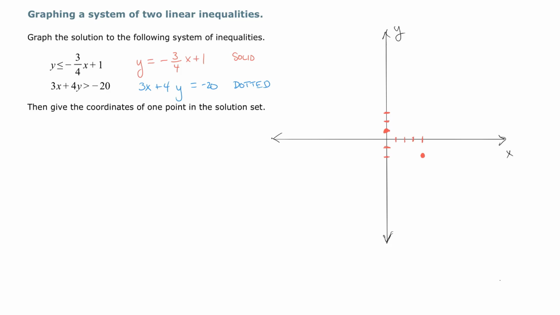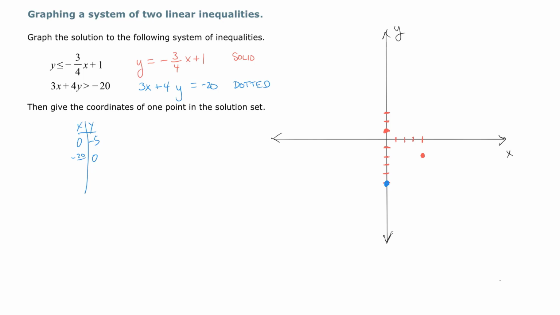What can we get for the blue line? Using the intercept method, let's do the blue line really quick. When x is 0, we get negative 5. And we get a dot right here. And then when y is 0, we get negative 20/3.